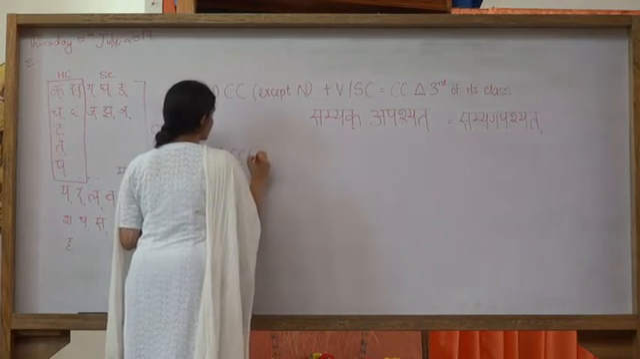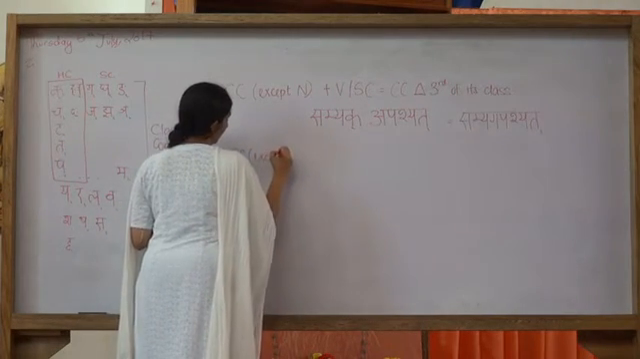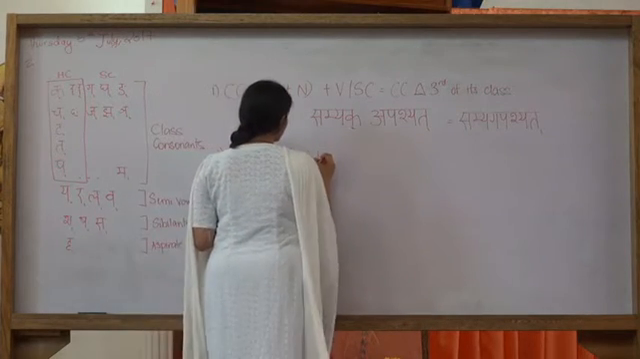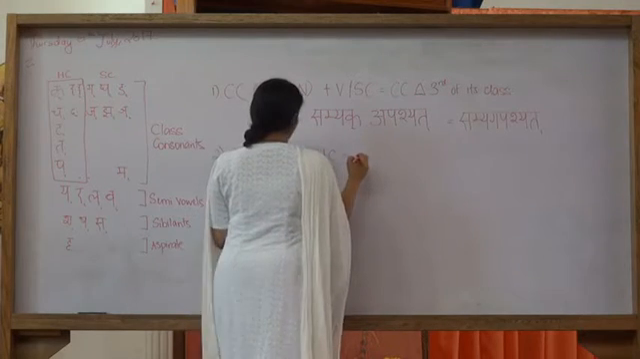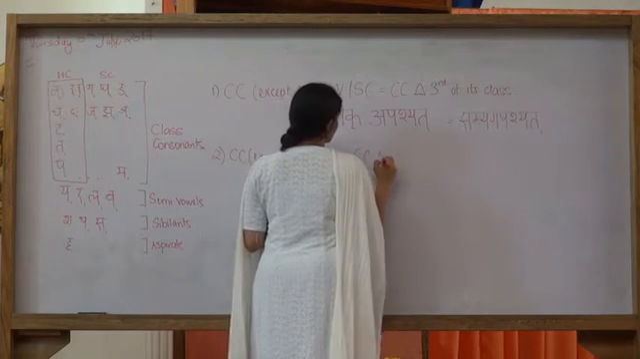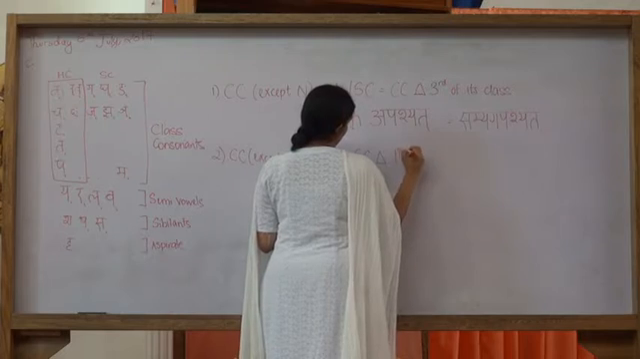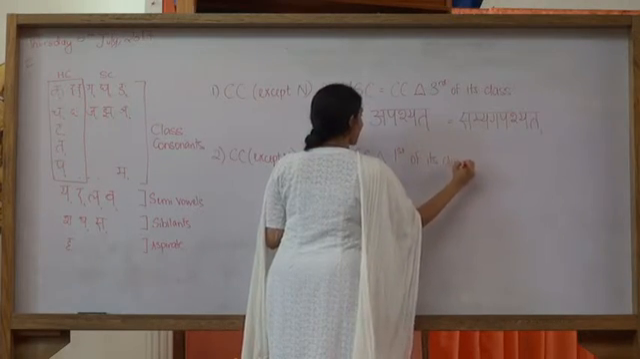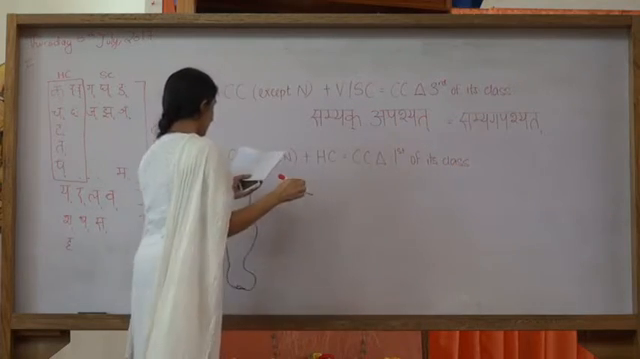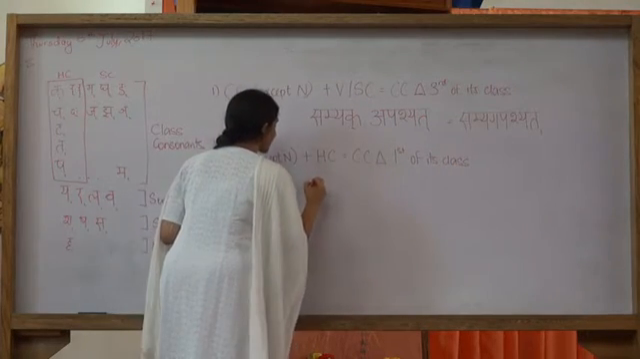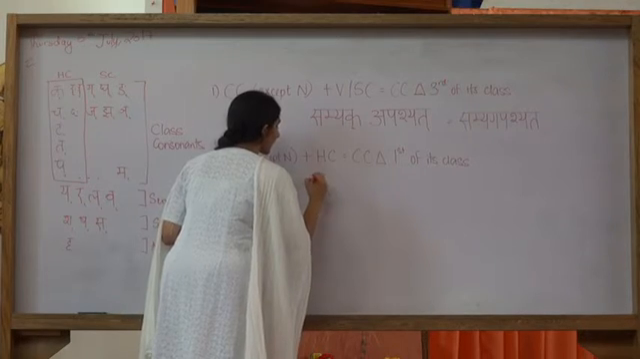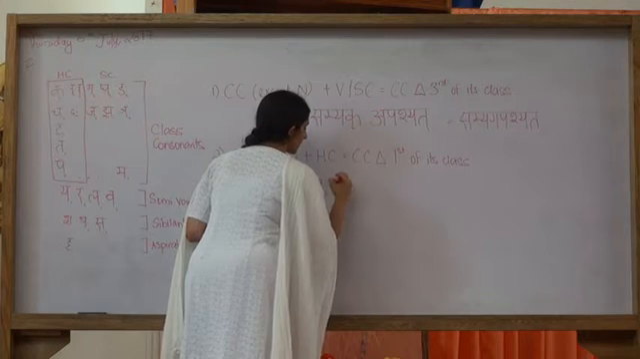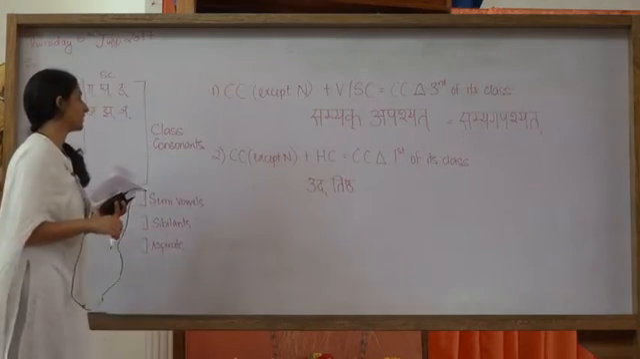The second rule was, if you have a class consonant except a nasal again, meeting a hard consonant this time, then the class consonant changes to the first of its class. And the example was uddishta.